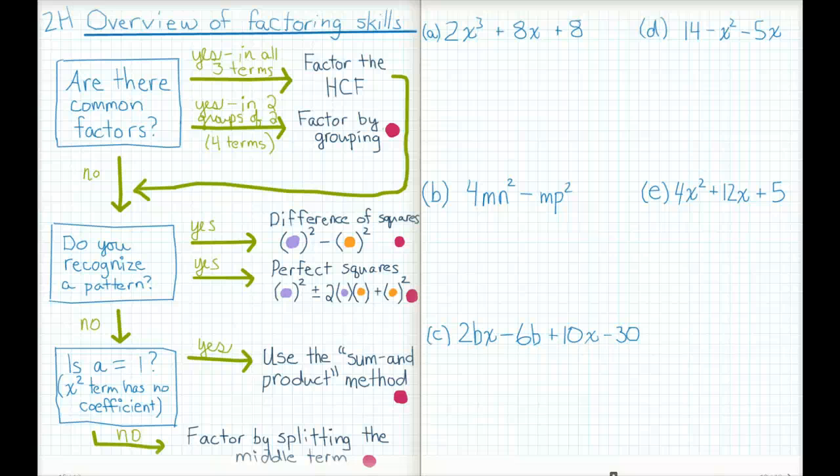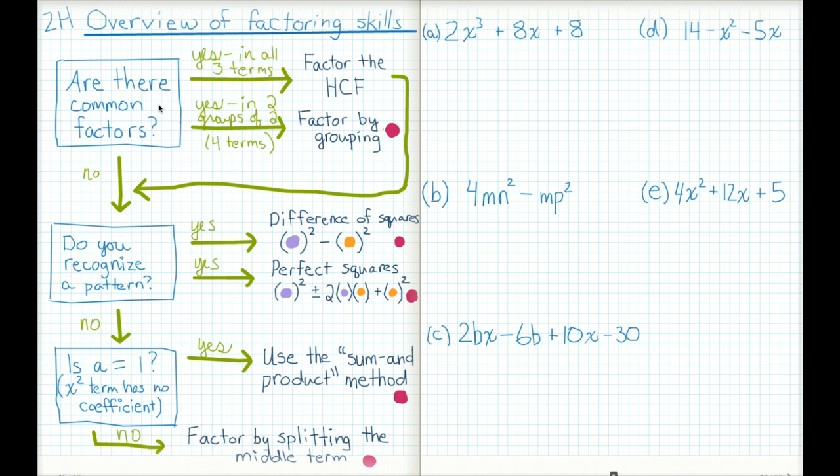Okay, what you see before you is a summary of all the factoring skills you've been learning in this chapter. This little explanation will help you with section 2H, where you have to just factor with all of the different skills you've learned without being told which skill to use when. So here on this screen we have a bit of a flow map.